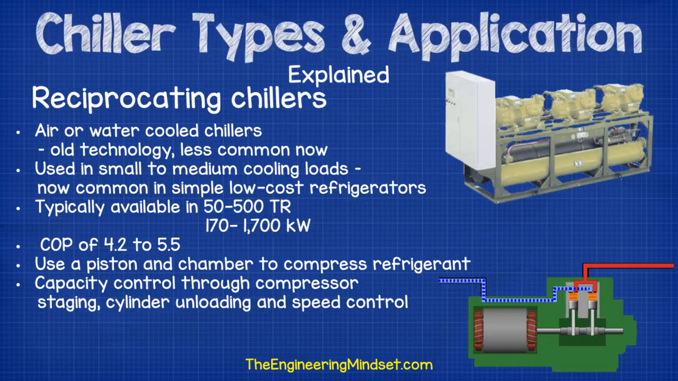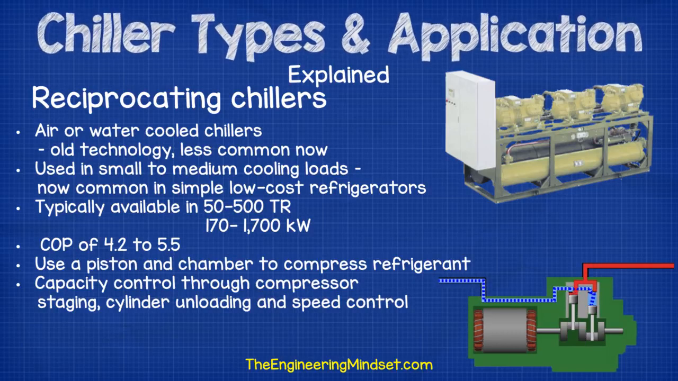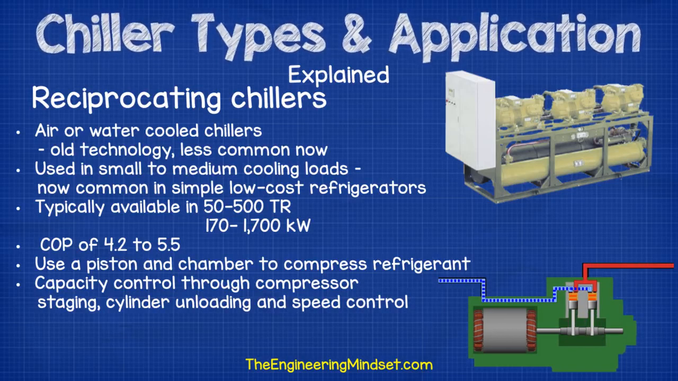Reciprocating compressors were used for air or water cooled chillers, although this is an older technology which is far less common now. They're used in small to medium cooling loads, although now the technology is much more common in simple, smaller, low-cost refrigerators and refrigeration systems. For chillers, they're typically available from 50 to 500 tons or 170 to 1700 kilowatts. They have a COP of around 4.2 to 5.5, and they use a piston and chamber to compress the refrigerant. The capacity is controlled through the compressor staging, cylinder unloading, as well as the speed control.